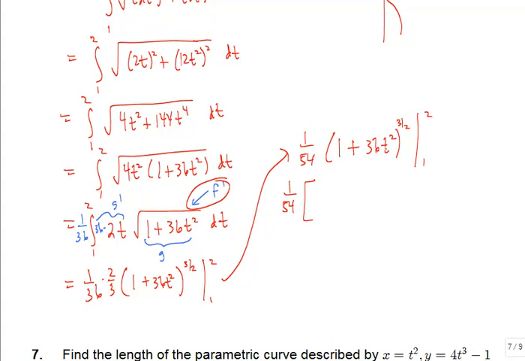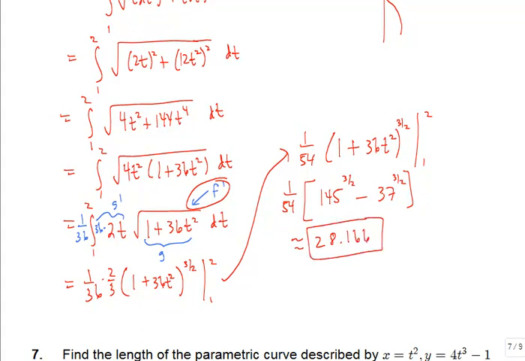When I plug in 2, 2 squared is 4. 4 times 36 is 144 plus 1 makes this 145 raised to that 3/2. When I plug in 1, I'm just going to get 1 plus 36, which is 37 to the 3/2. And I want to subtract my upper minus my lower bounds. And then this is just a job for your calculator. This is going to be approximately 28.166.